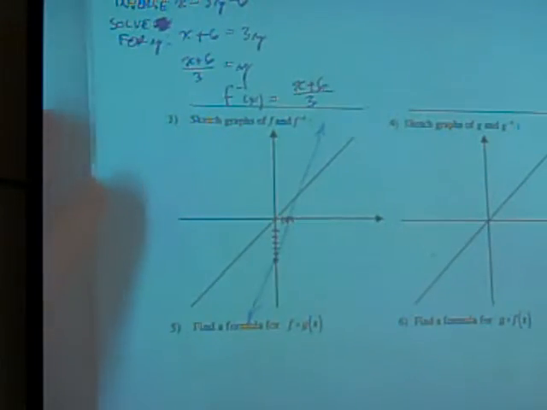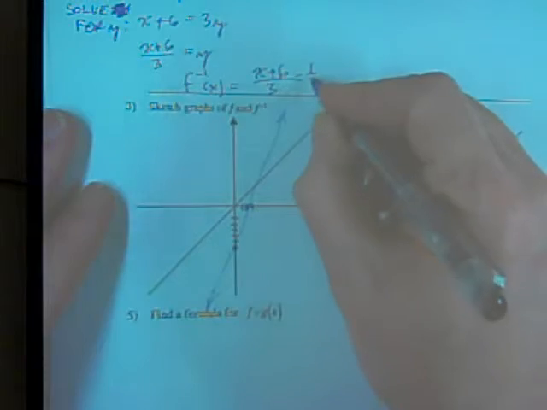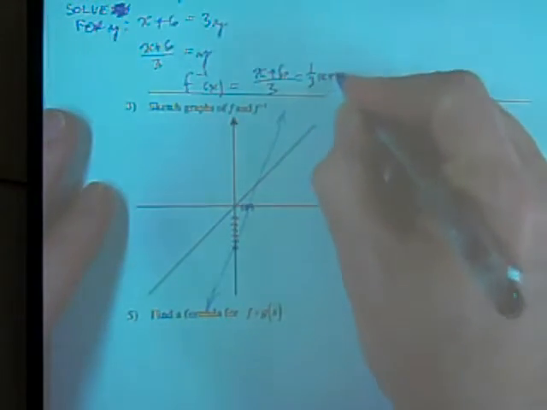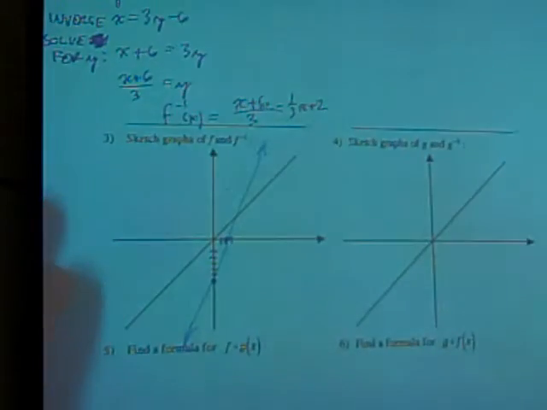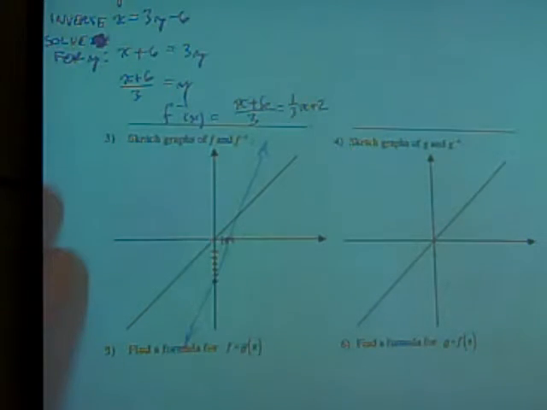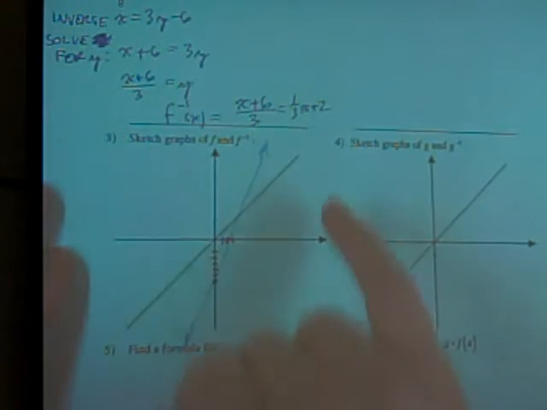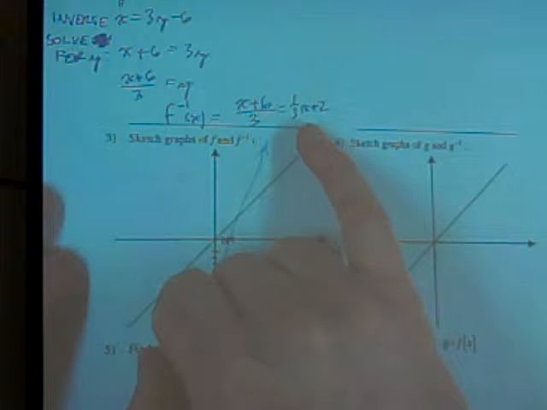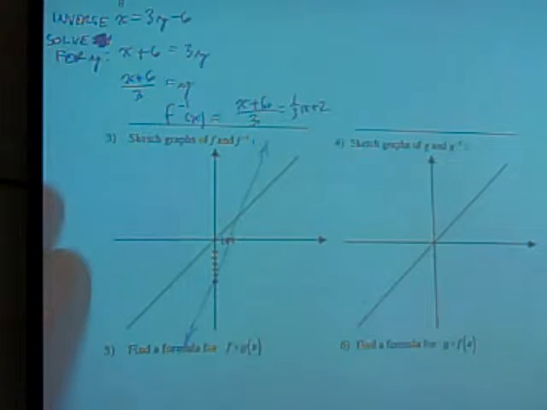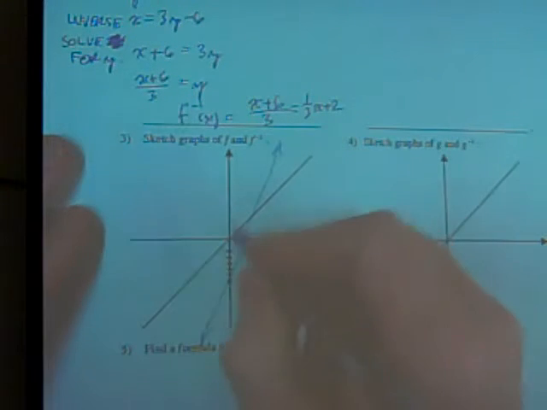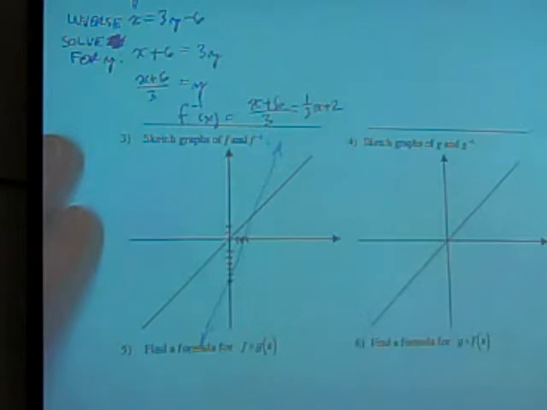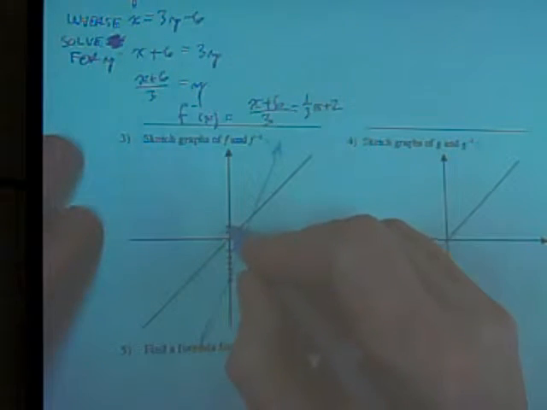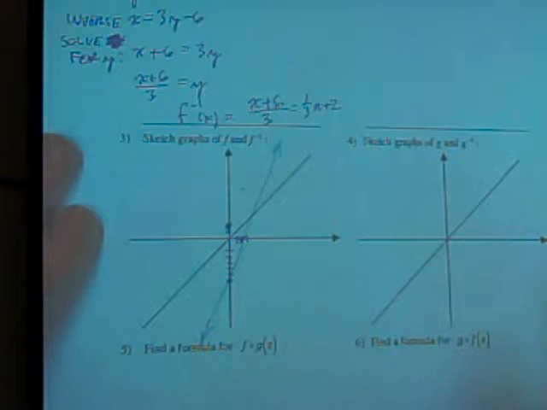Actually, it might help me if I note that f inverse could be written that way, couldn't it? X divided by 3 plus 6 divided by 3. And that'll make it more obvious to you that this is actually a line. It's also in the form mx plus b. This is a line that has a y-intercept positive 2 and a slope of 1/3.